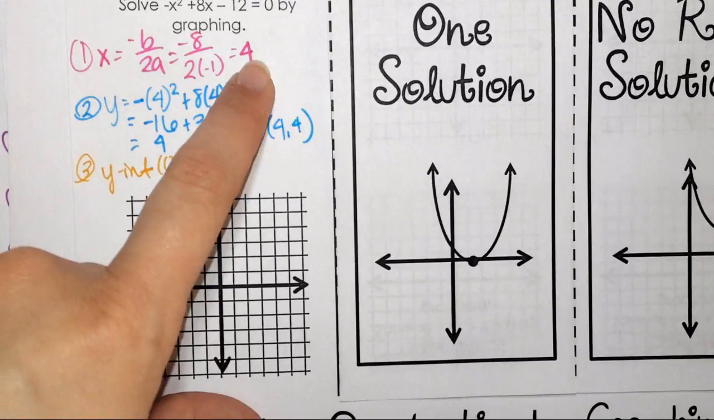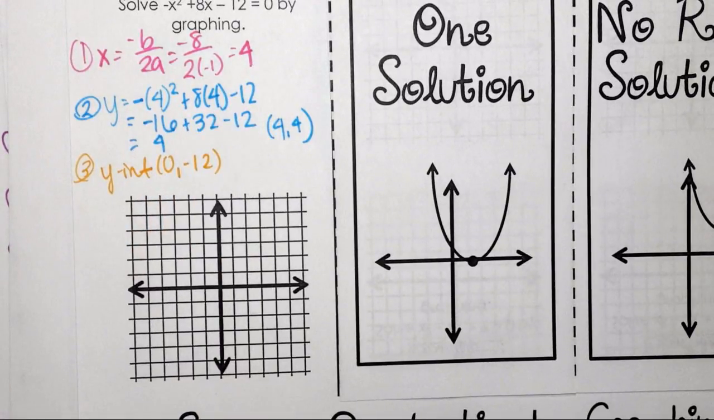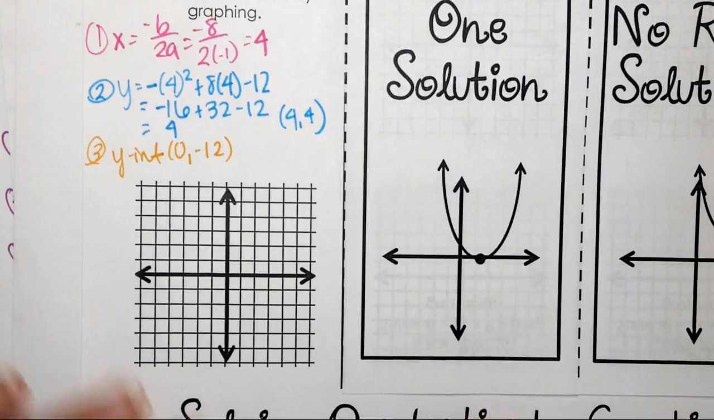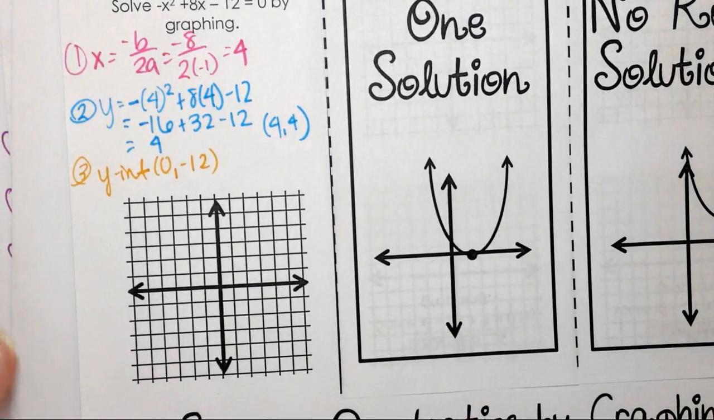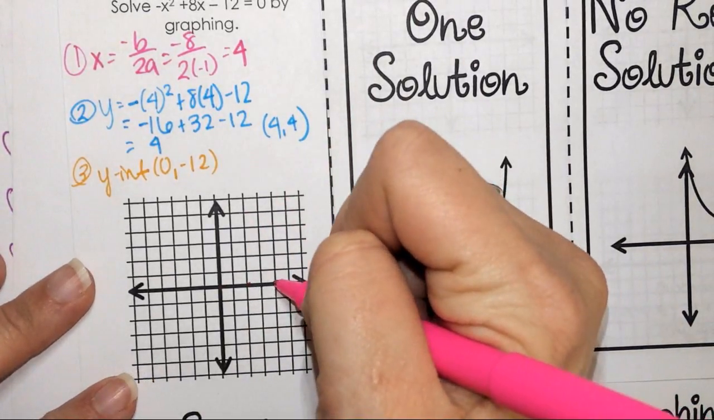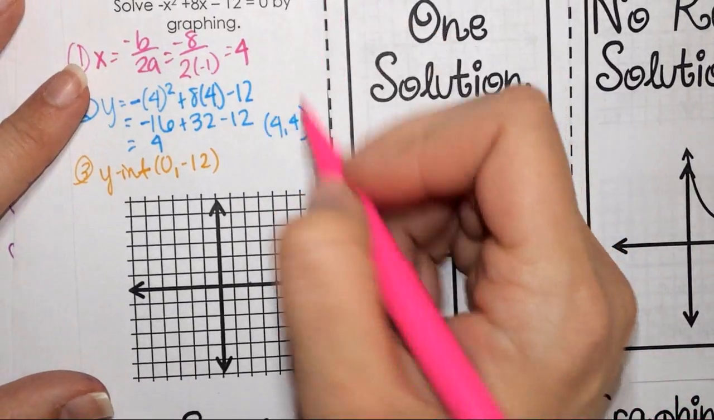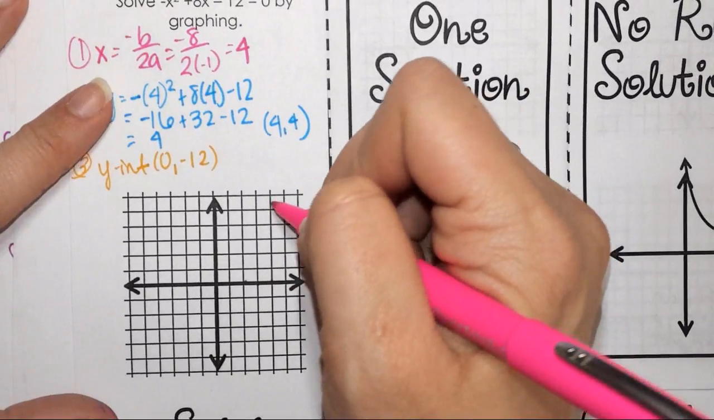Alright, so the first thing I'm going to do is graph my axis of symmetry. And what is my axis of symmetry? Positive 4. So am I going to go right or up? And is it a vertical or horizontal graph? Horizontal line.